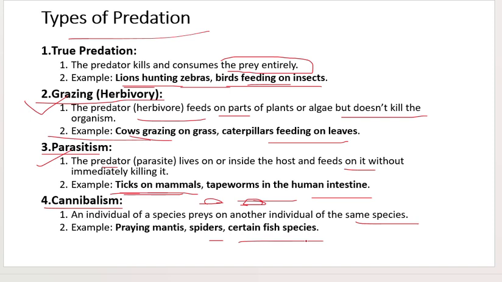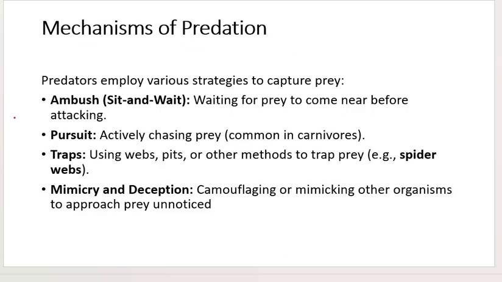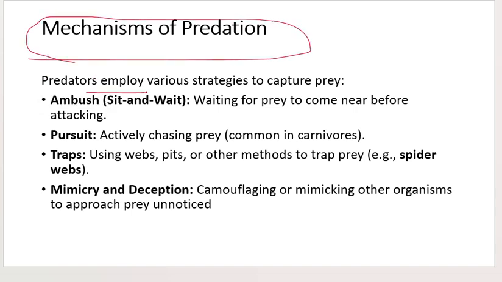You must have seen or heard that one fish is eating another fish. So this is an example of cannibalism. Cannibalism means that within the same species there is prey and predator. Okay, then we come to the mechanism of predation. Predators use various strategies to capture prey.